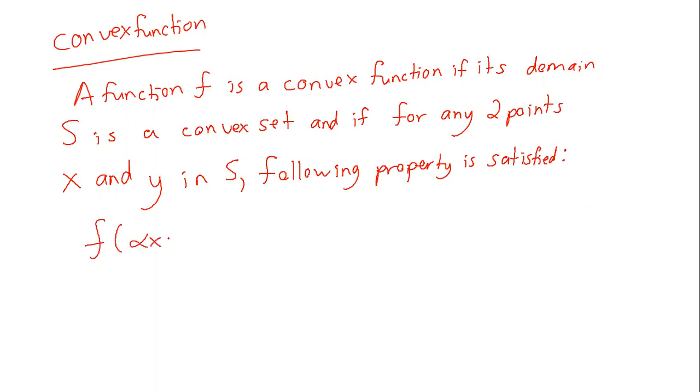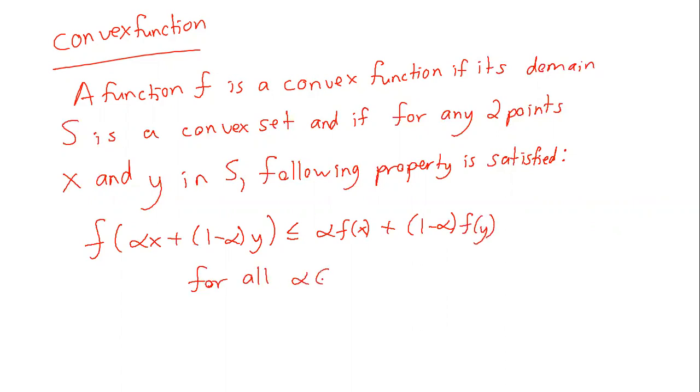f(αx + (1−α)y) ≤ αf(x) + (1−α)f(y) for all α in (0,1). So then you have strict convexity if this holds without the equality.